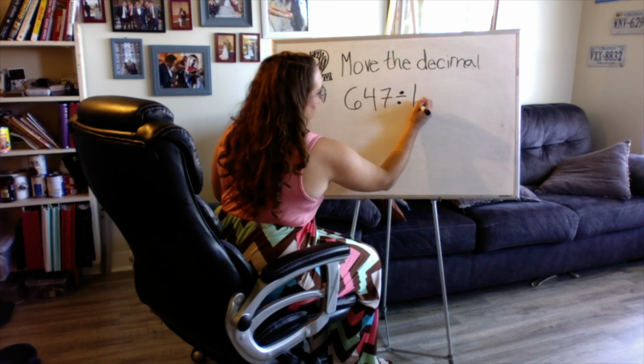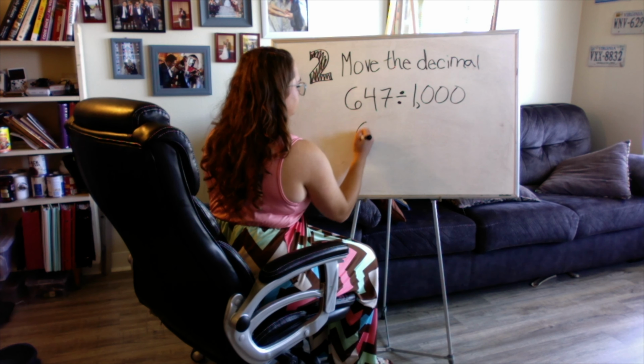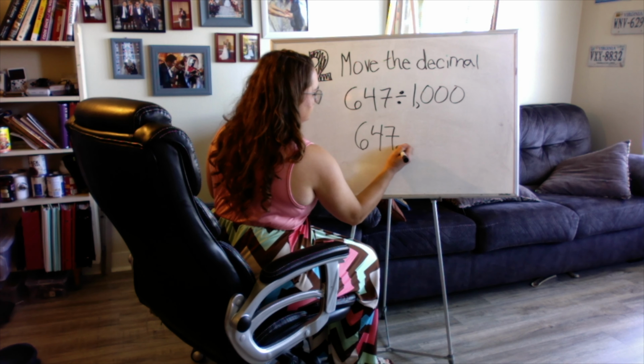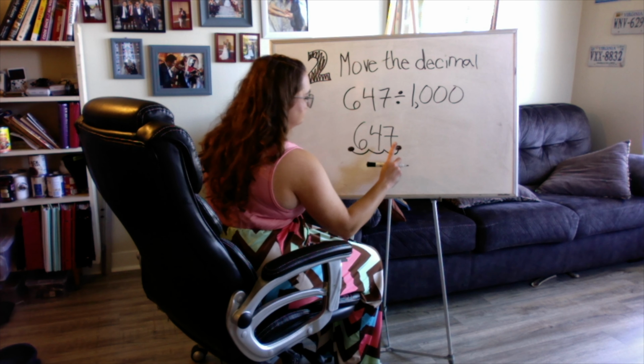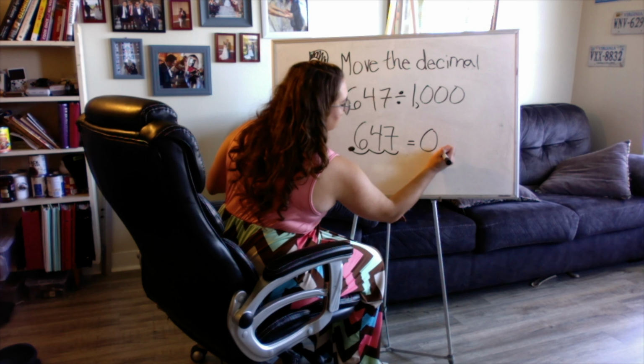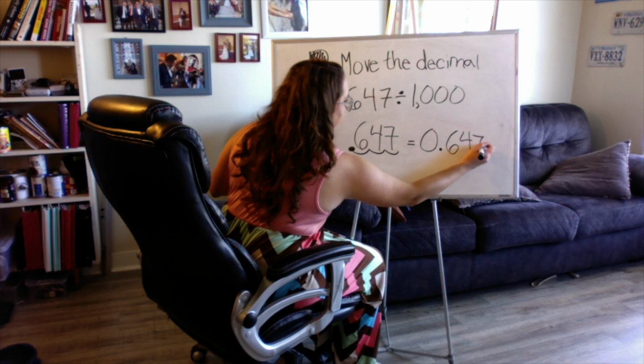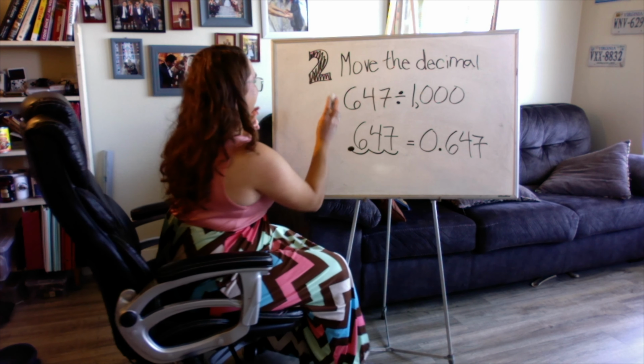Now let's try it the other way. 647 divided by 1,000. Again, I'm writing my number, I'm plugging in that imaginary decimal. This time, because I'm dividing, I'm moving to the left. I'm going to move over 3 spaces. I'm getting rid of my original decimal. So my answer is 647 thousandths.